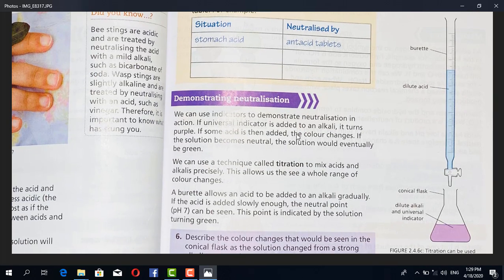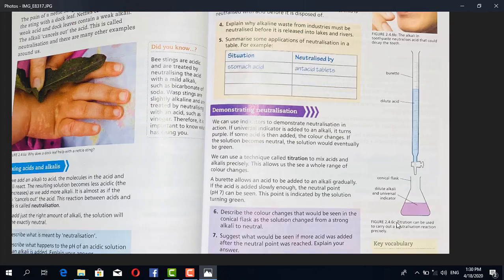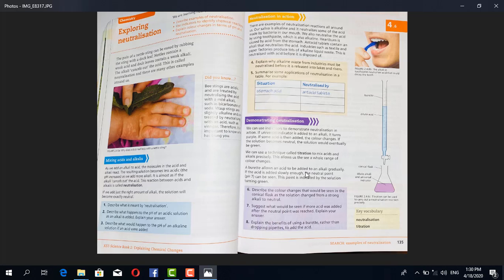How do we actually make a neutralized solution? For example, I'm going to use a burette with a diluted acid, and a conical flask with a diluted alkali and a universal indicator. I open the tap and keep dropping, drop by drop. We've got a universal indicator and an alkali, so practically it's a bit bluish, and I keep adding the acid drop by drop, and the universal indicator tells me when to stop. When the color starts changing and turns almost green, I stop and I know that I have a neutralized solution.